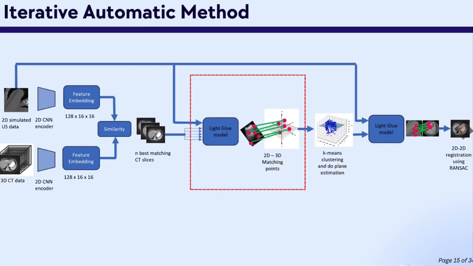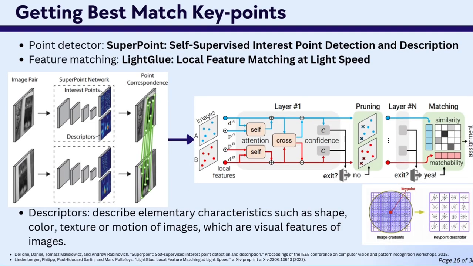Second block is getting best match key points. To establish correspondence between images, we employ SuperPoint, a self-supervised framework. While originally trained on standard images, SuperPoint performs excellently on medical data, detecting key interest points in CT and ultrasound images. For robust feature matching, we use LightGlue, local feature matching at light speed. It revolutionized the process of matching local features across images using deep learning techniques.